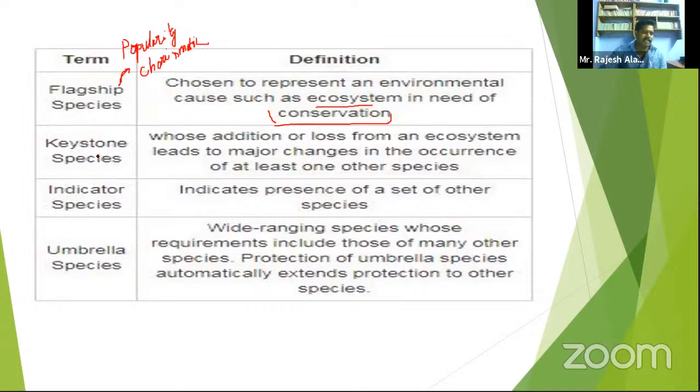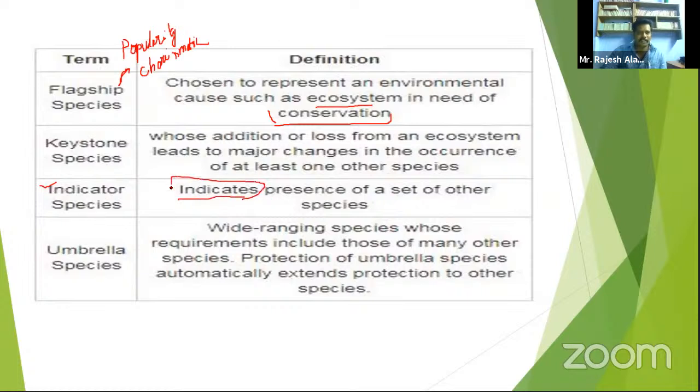For example, if you go to a grassland, the elephant is a keystone species. They will maintain the grassland as a grassland itself. That will assure the grassland ecosystem. If they are lost from that ecosystem, the entire ecosystem may collapse. The stability of the ecosystem will be in question. Say the tiger population, the topmost predator, is also a keystone species. Indicator species we have discussed ample times. It indicates the quality of the ecosystem.